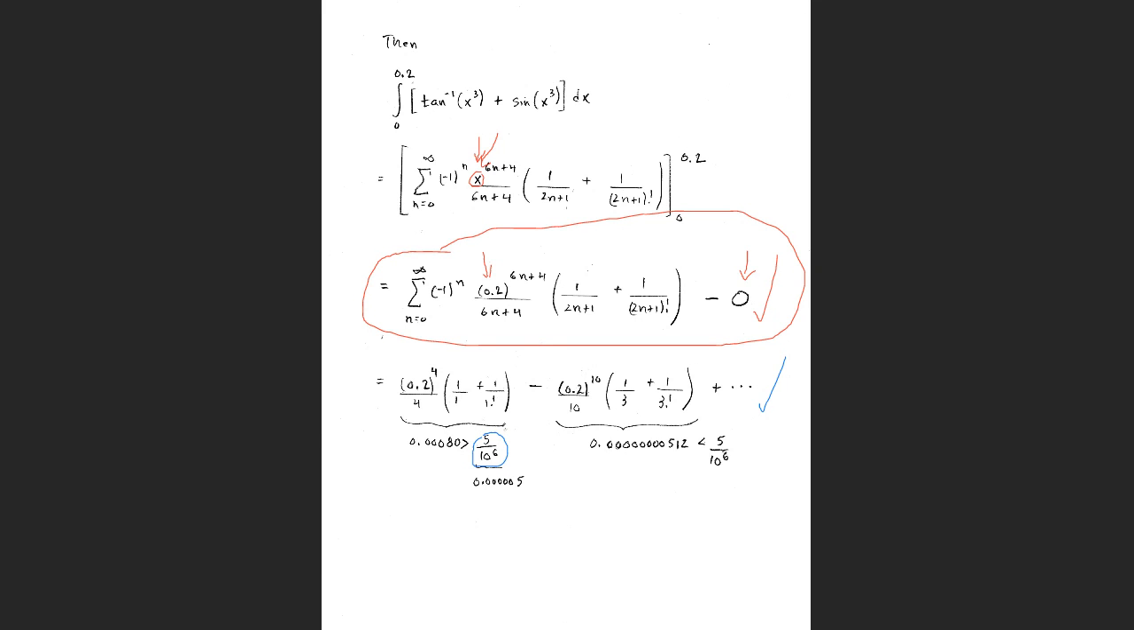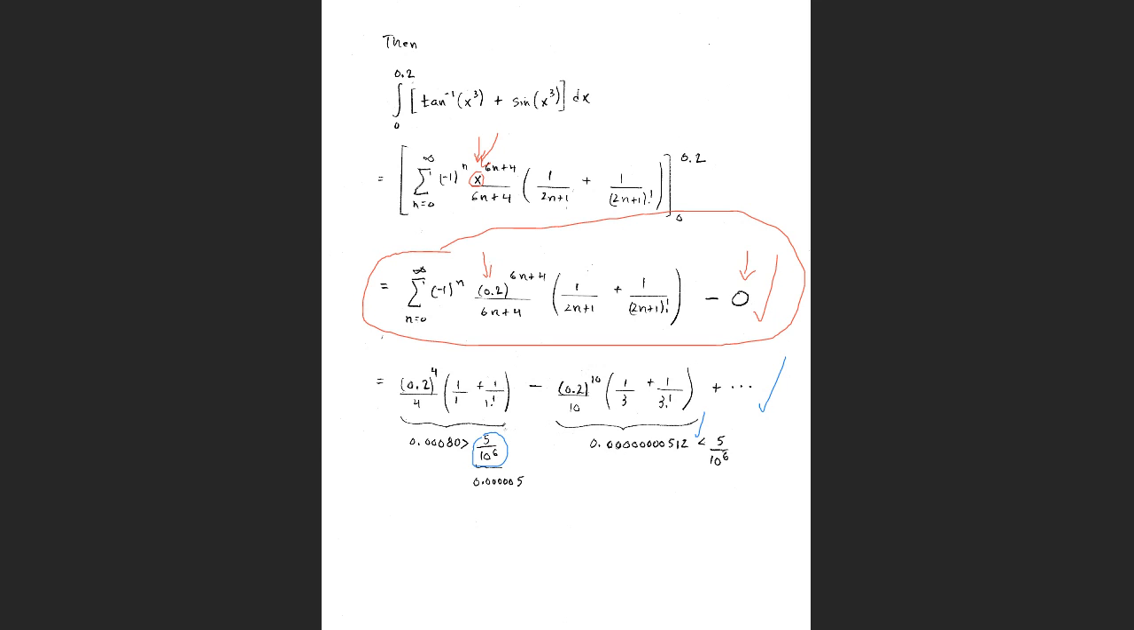In this case, you only need to use one term. That's exactly right, Maria. Very good. Because the second term is less than 5 over 10 to the 6th power. So amazingly, we only need one term of this series.